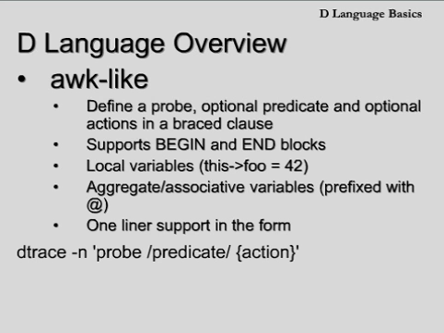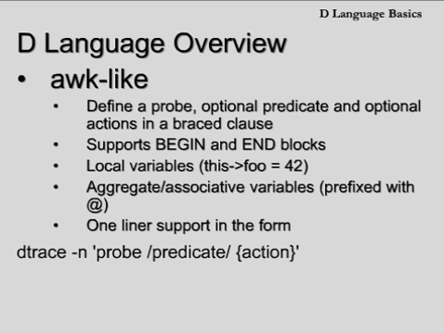You define a probe and an optional predicate, and then an optional action. The action sits inside of a braced clause, so it really does look a lot like awk to me, especially as one-liners. It supports begin and end blocks just like awk does, and it also supports some local variables. And those local variables can be arbitrarily named, and they can have arbitrary values. So, for example, here in this particular slide, I have this arrow foo equals 42, which means I'm setting the local variable foo to the value 42. It could have been a string. It could have been any arbitrary value that I care about.